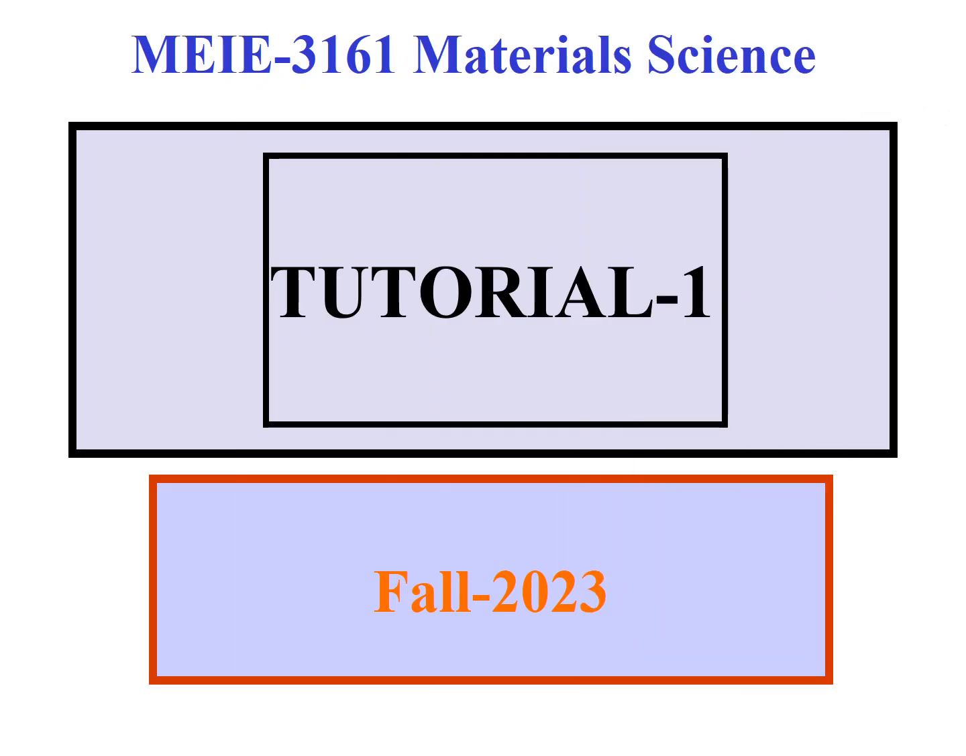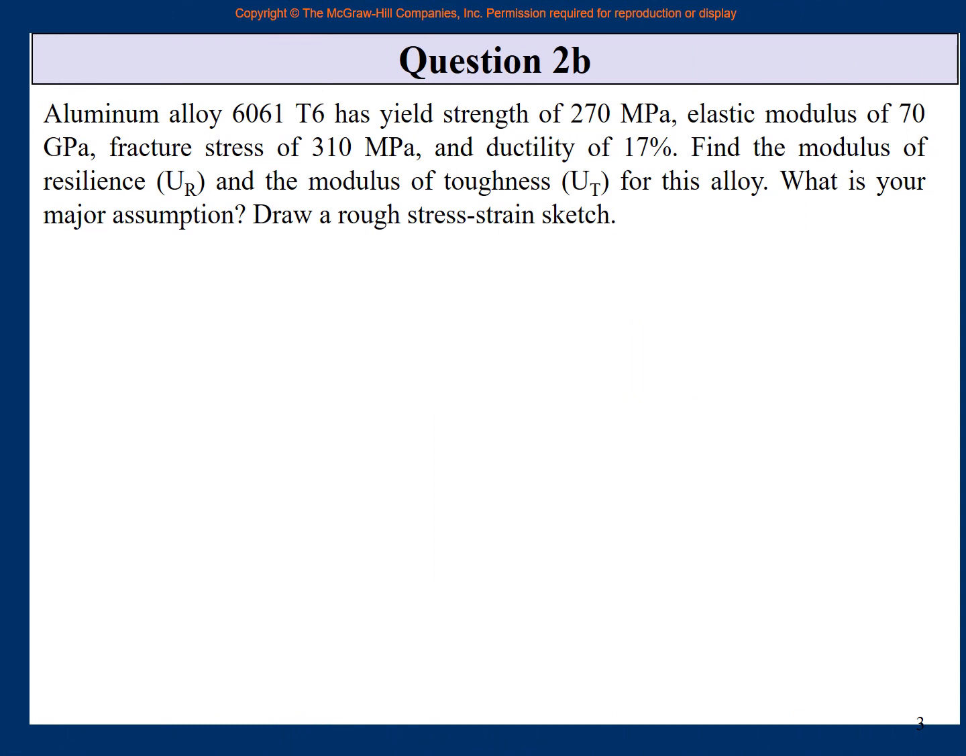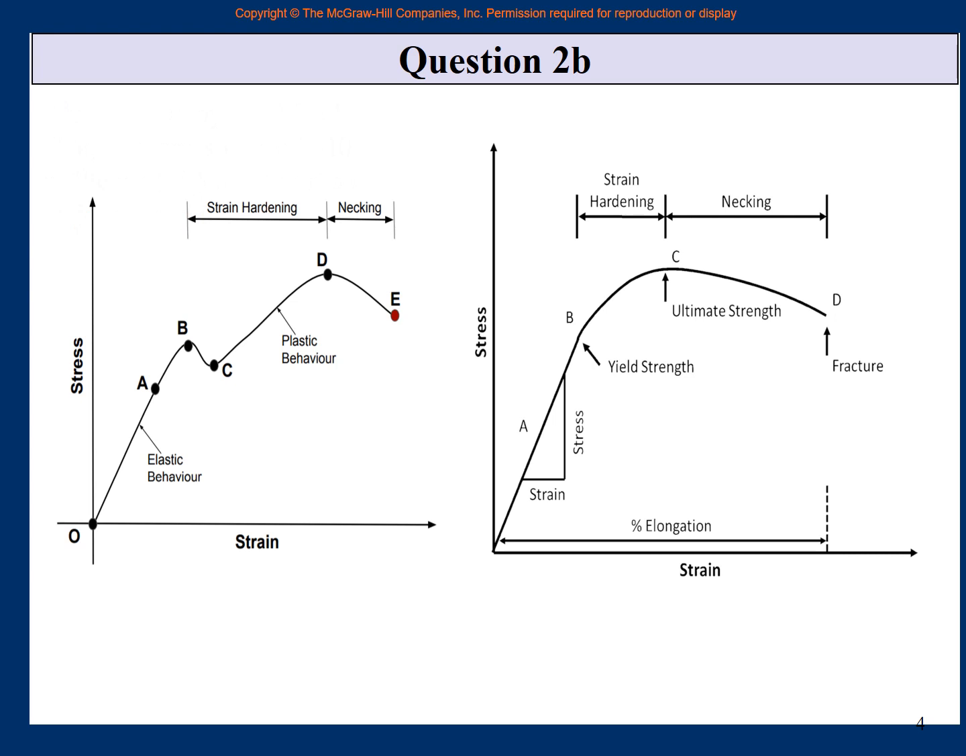So we are continuing with the first tutorial. We are continuing with quiz 1. We have read to you question 2b. We have shown you that the normal metal will behave like this. So this will be a general graph. So now let us proceed further.